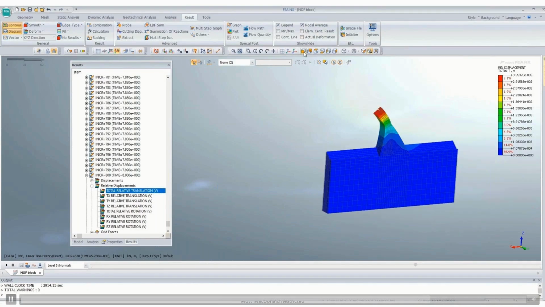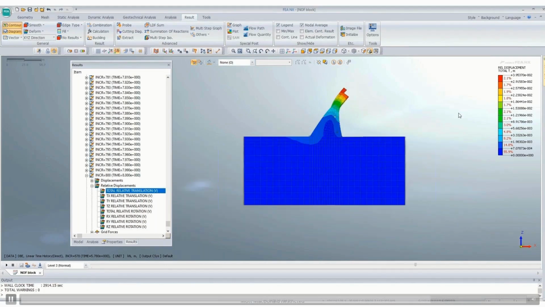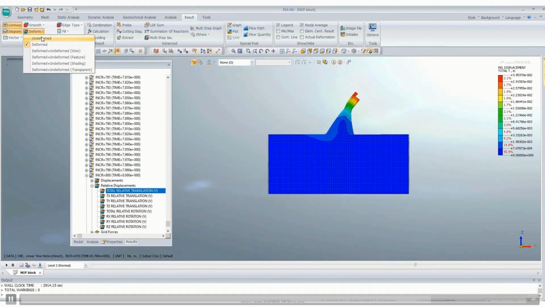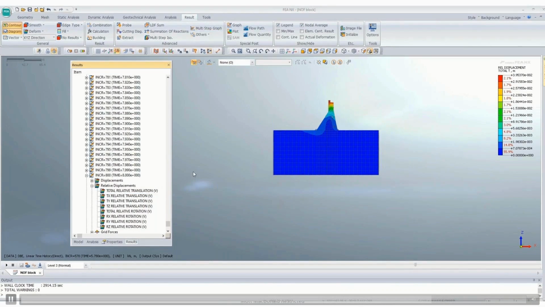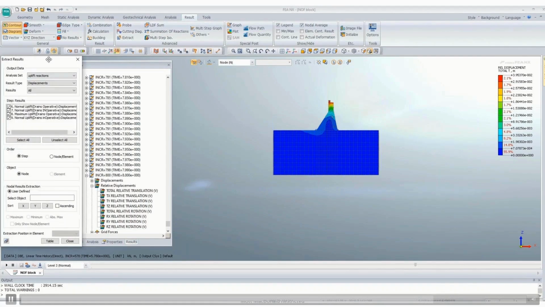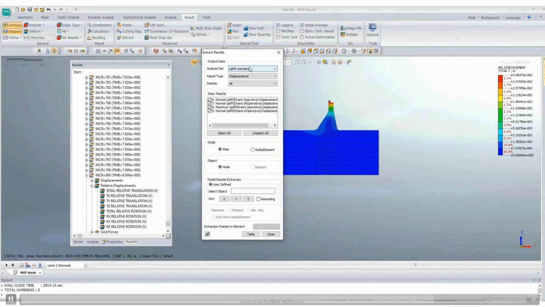Now what we'll do: undeformed, we'll get the reactions, extract. There's a lot of data, so the software will take some time to process it. dB.